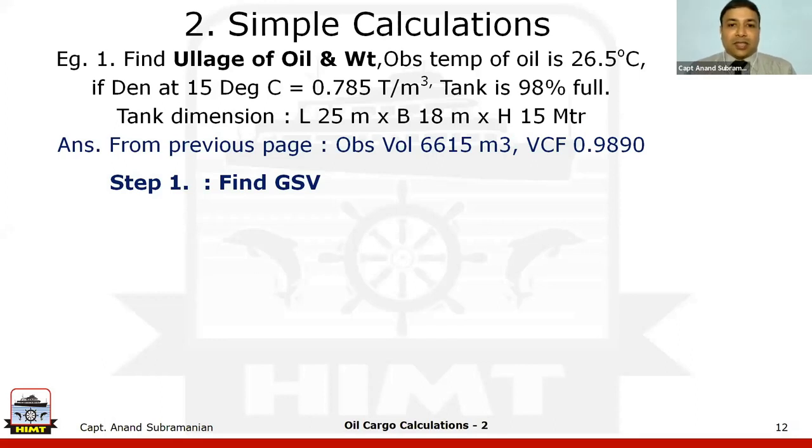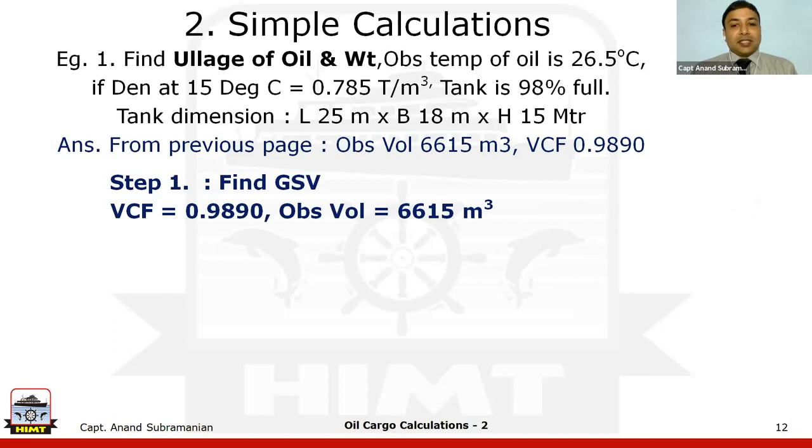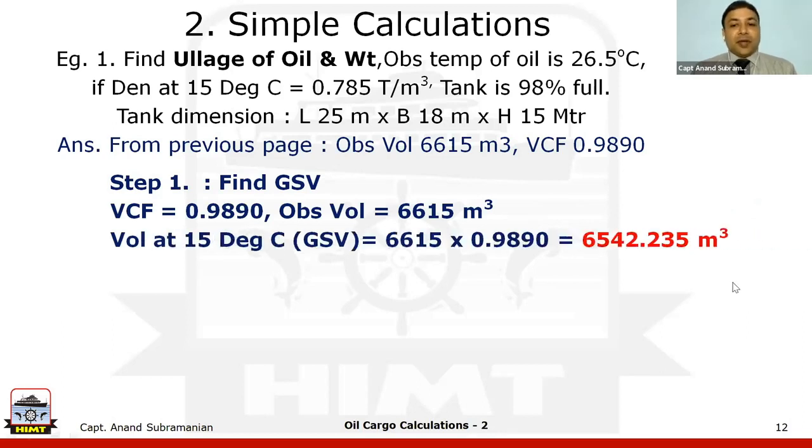Observed volume into VCF. Volume into VCF, very good. Observed volume, be careful of which volume you're referring to. Observed volume into VCF, that gives us the GSV. Now, this is simple multiplication. That means we get the answer as 6542, decimal 235.